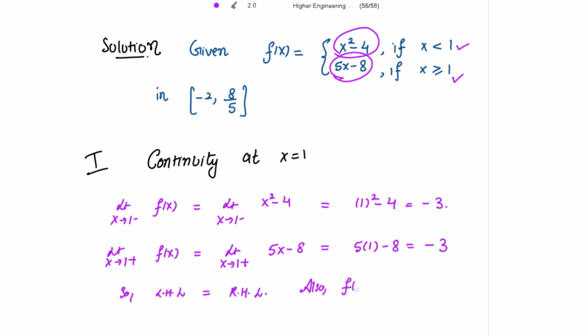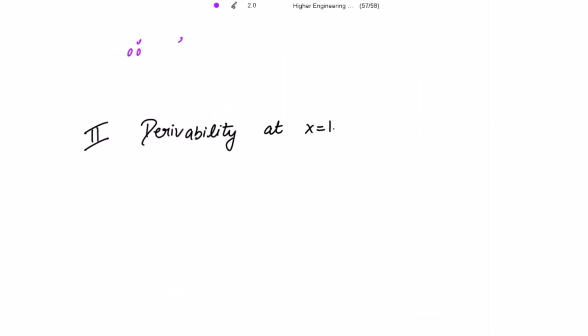Also, if I find f(1), for the value x equal to 1, again we have to take this function because this is for x greater than or equal to 1. So we are taking 5x − 8, putting x equal to 1, 5 minus 8, so that is also equal to −3. So that means the function is continuous at x equal to 1, right? Therefore f(x) is continuous at x equal to 1.